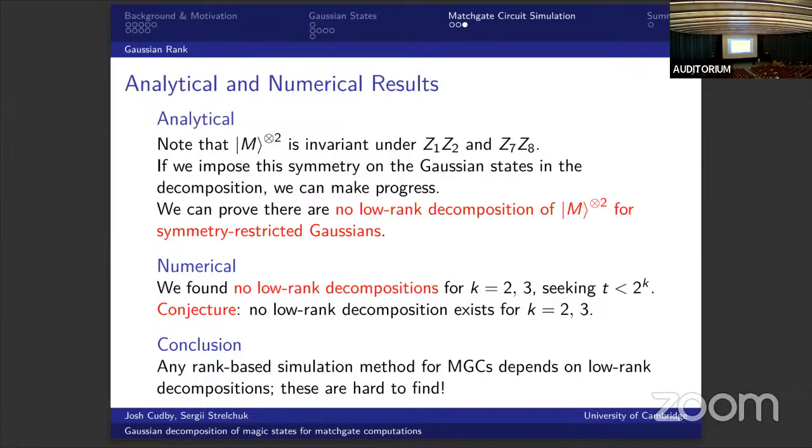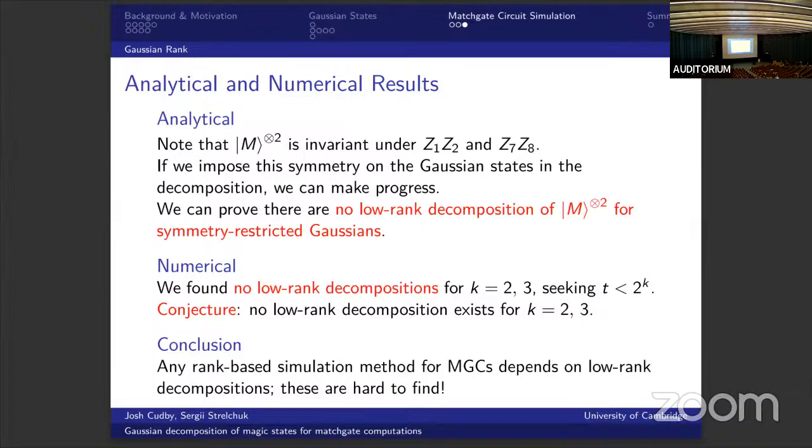Now, we don't really claim that this is necessarily convincing evidence that there is no low rank decomposition for k equals 2, but it does show that any decomposition will have to be, at the very least, of a non-symmetric and maybe surprising form. And on the numerical side, we ran loads of simulations and loads of optimizations over many thousands of computer hours, and we didn't find anything. So we conjecture that there are no low rank decompositions for k equals 2 or 3. Now, we kind of view this as a challenge to the community.